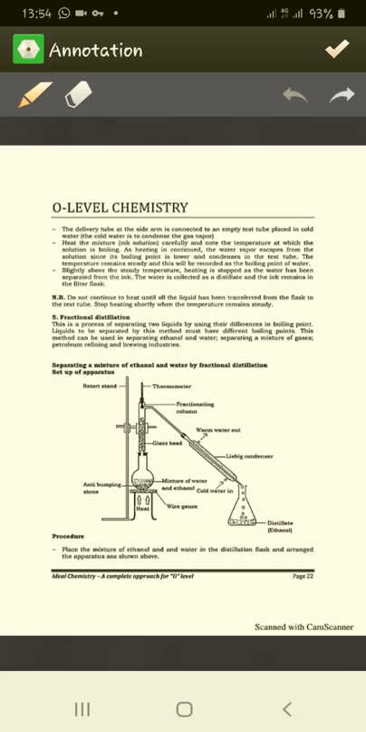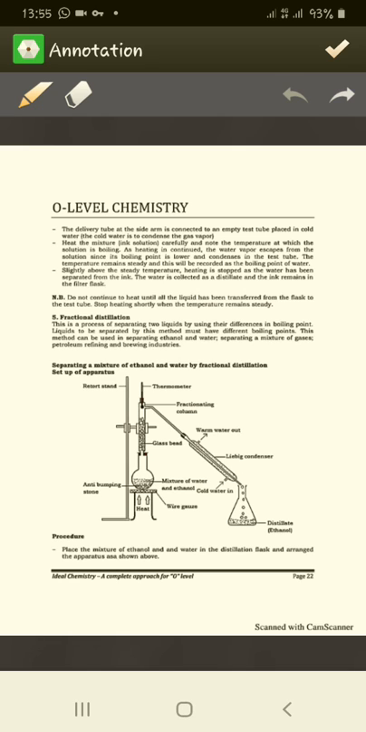What is in fractional distillation? In fractional distillation, we have a fractionating column, and the fractionating column is the one that starts from here up to here. This fractionating column is not in simple distillation, it is only in fractional distillation. So that's the difference, the fractionating column. Otherwise, the Liebig condenser, we saw it also in simple distillation to cool the vapor.